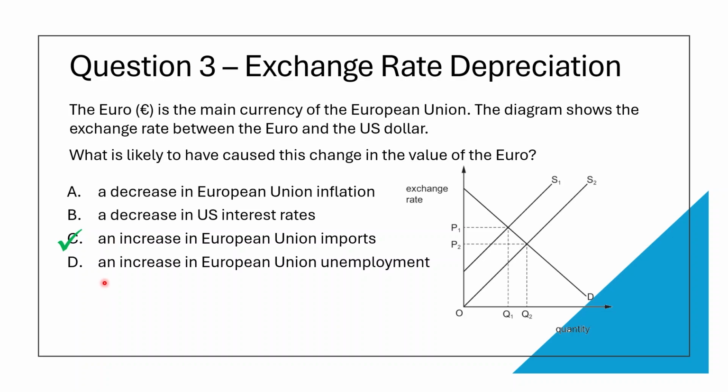And the last option is an increase in European Union unemployment, which will reduce income and spending. So imports are likely to fall. This reduces the supply of euros and would cause appreciation, not depreciation. So this is why the correct option is option C. I hope this is clear. You can pause the video or go back and go through this answer again just to understand various options and how to apply that knowledge.